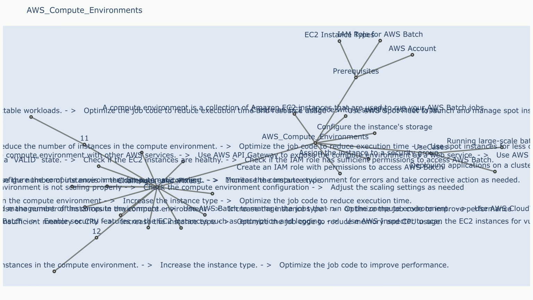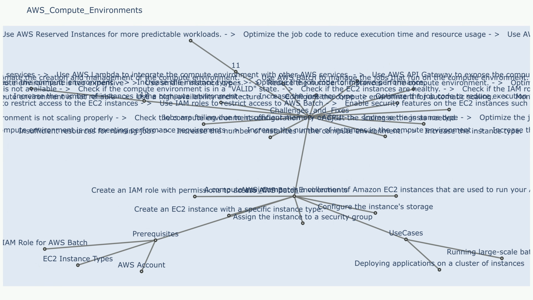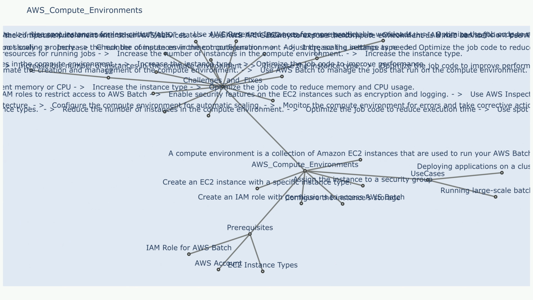Challenge: compute environment is not available. Fixes: check if the compute environment is in a valid state. Check if the EC2 instances are healthy. Check if the role has sufficient permissions to access AWS Batch.